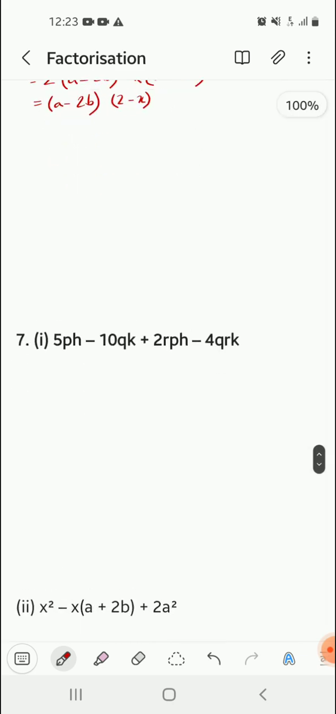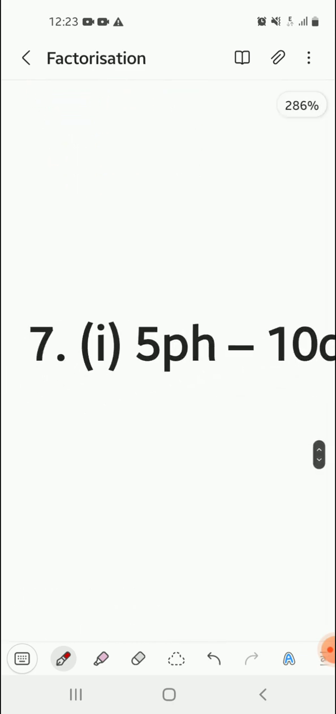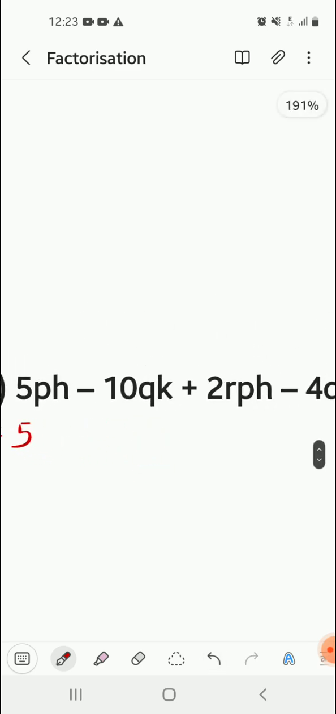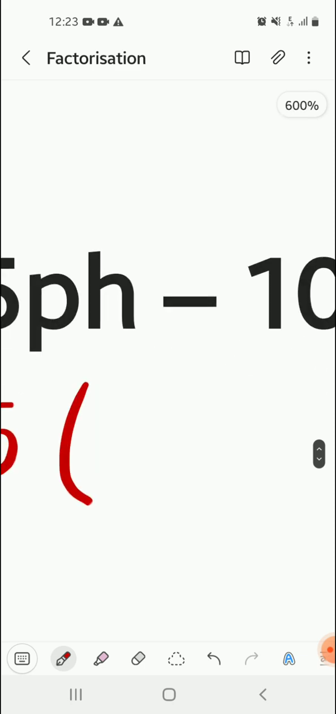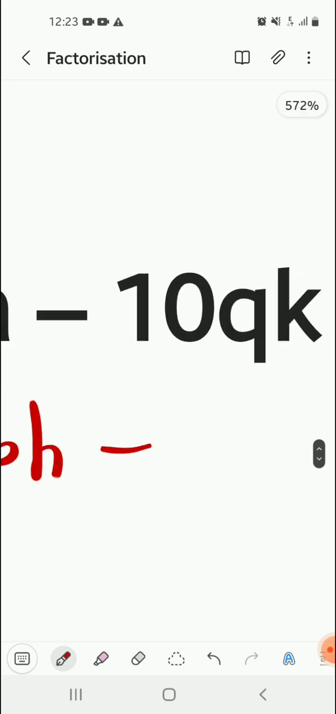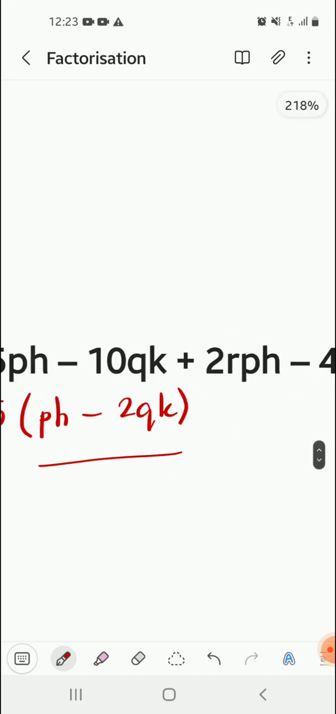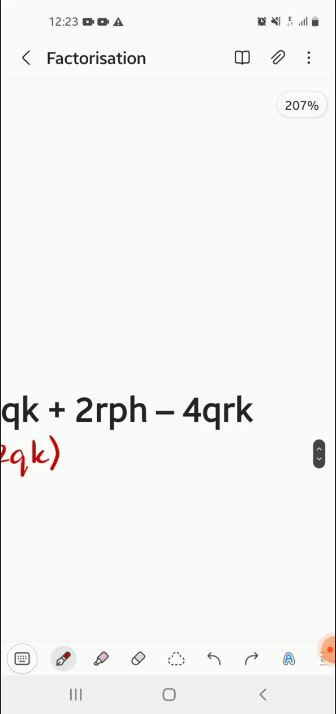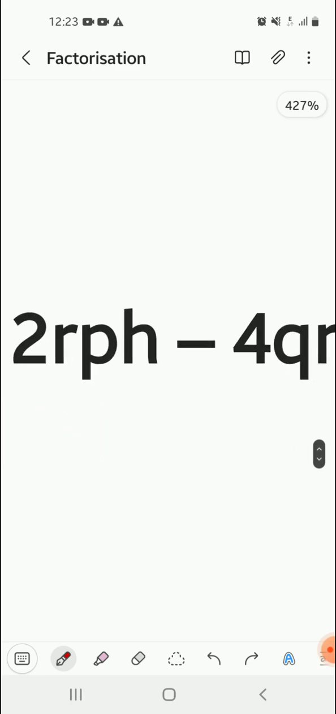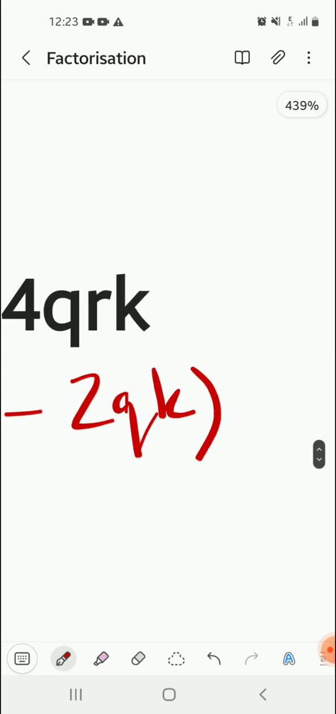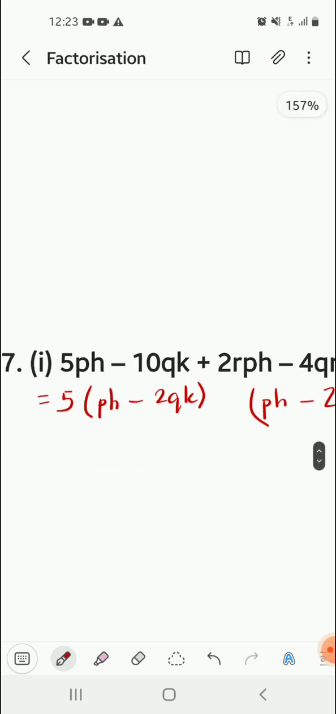Number 7. 5 and 10. Common is obviously 5. p, h and q, k, nothing is common. So we can only write 5 as common and ph minus 2qk. Now since we have written ph minus 2qk, we have to write it here as well. So ph minus 2qk. Now see, things become very easy in this way.